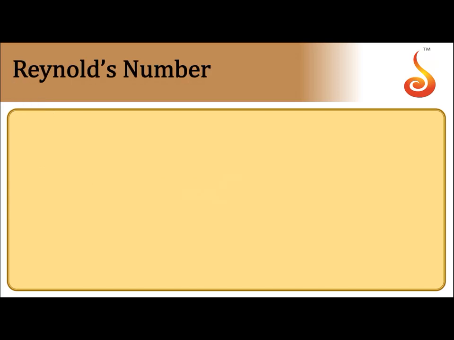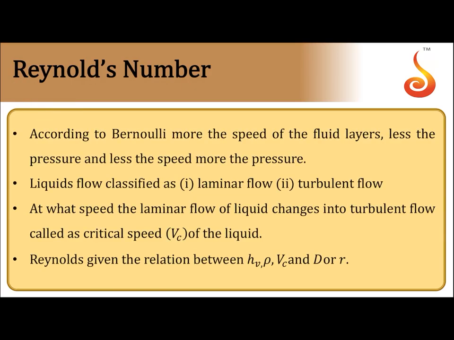Then comes the concept of Reynolds number. According to Bernoulli's theorem, the more the speed of fluid layers, the less the pressure, and the less the speed, the more the pressure. The flow of liquid is classified into laminar flow and turbulent flow. Laminar flow is nothing but streamline flow. The speed at which the laminar flow of liquid changes into turbulent flow is called the critical speed of the liquid.